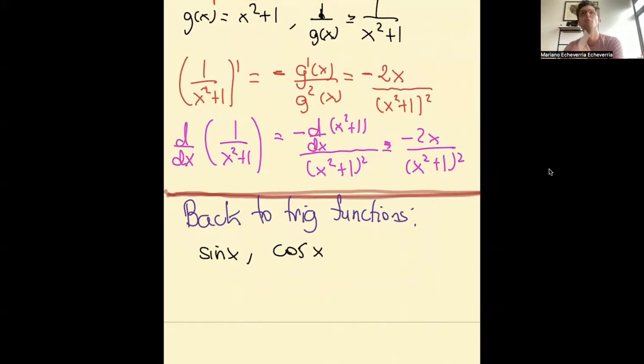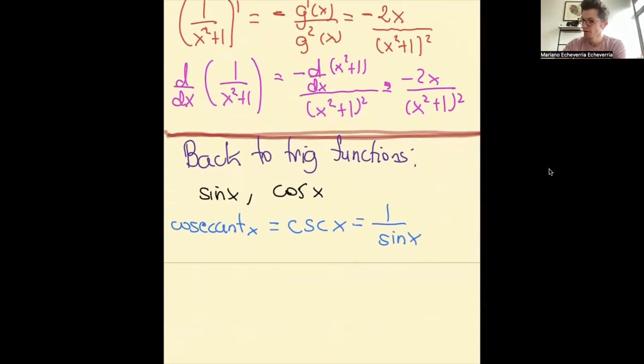Those are two important functions. The reciprocals, 1 over sine and 1 over cosine, are also pretty important. I don't know if anyone remembers what 1 over sine is called. That's called the cosecant of x, or cosecant of theta. It's written as CSC, and that's 1 over sine of x, right? And you also have the secant of x, written sec of x, and that's 1 over cosine.